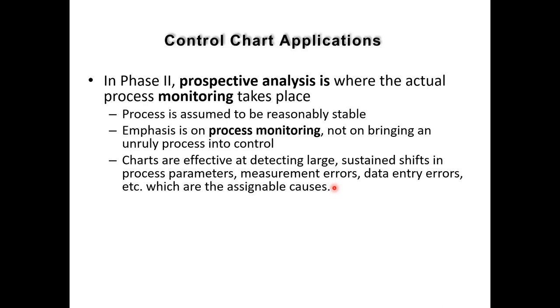Those problems which cause the process to be out of control are called assignable causes. These are the assignable causes of variation. We have actually looked at this type of source of variation. In some texts, it is called special cause of variation.